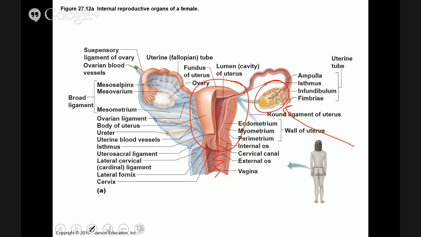And then once the fetus is ready to be delivered, the uterus is the organ of expulsion. You'll see that the uterus has a very thick muscular wall called the myometrium, which we'll talk about in just a little bit. It's a big bag of muscles that contracts to push the baby out. So the uterus is a very, very important structure.